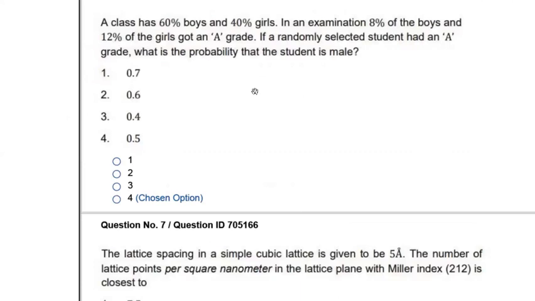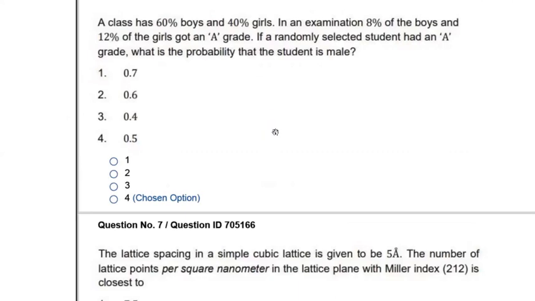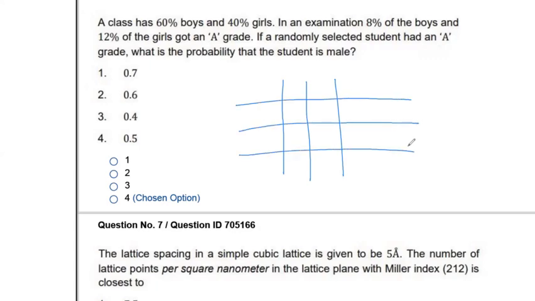So you have a class of 60% boys and 40% girls. Now, if I have to solve it using the grid method, then I'm going to use three horizontal and vertical lines. And then in an examination, so you have boys and not boys. Obviously, it'll be boys, and I think my category is wrong. It'll be boys and girls, and not boys and not girls. Okay.